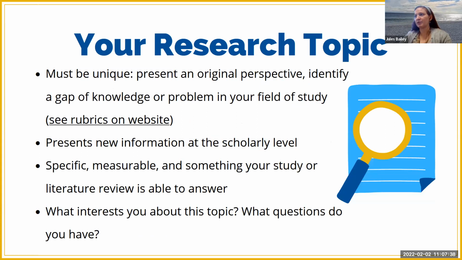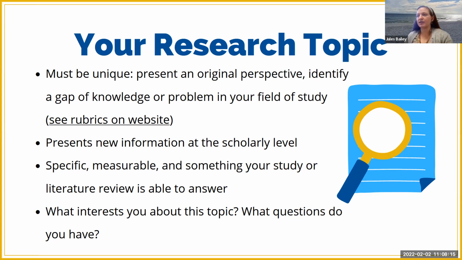So your research topic should be something that's unique. It should present an original perspective, and identify a gap of knowledge or problem in your field of study. This comes from some of the rubrics that are available on the Undergraduate Research Symposium website. We can take a quick look at the website where that stuff is so you can refer to it. So this should present some new information at the scholarly level. Your research topic and question should be specific, measurable, and something your study or your literature review is able to answer.